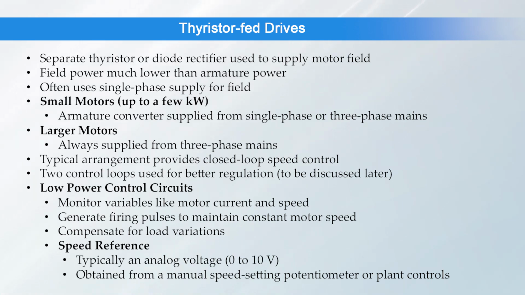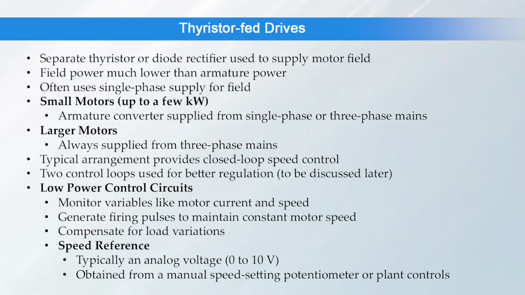A separate thyristor or diode rectifier is used to supply the field of the motor. The power is much less than the armature power, so the supply is often single phase. If we talk of motors up to a few kilowatts, the armature converter can be supplied from either single phase or 3-phase mains, but for larger motors 3 phases are always used. The arrangement shown in the figure is typical of the majority of DC drives and provides for closed loop speed control. We will discuss the function of 2 control loops in the coming slides.